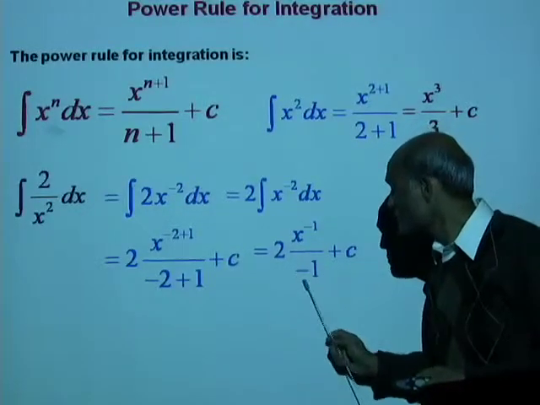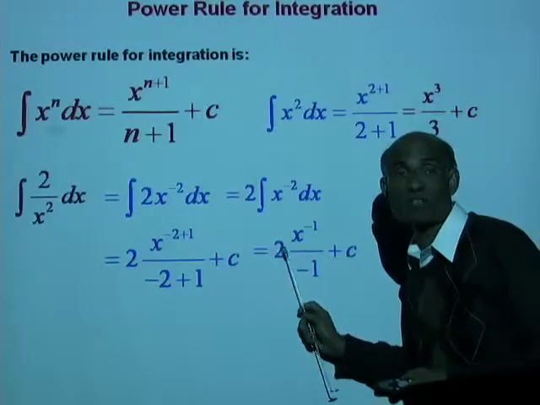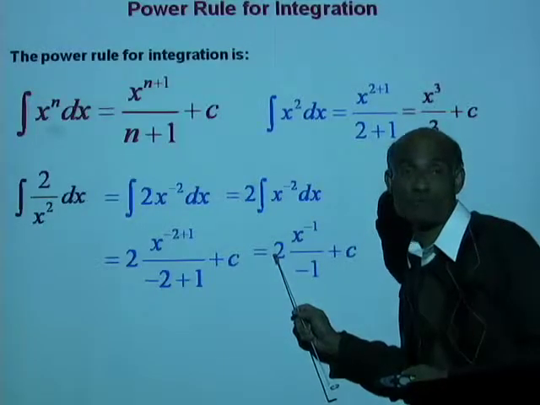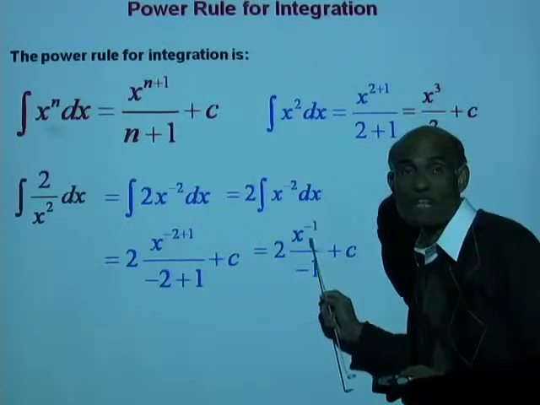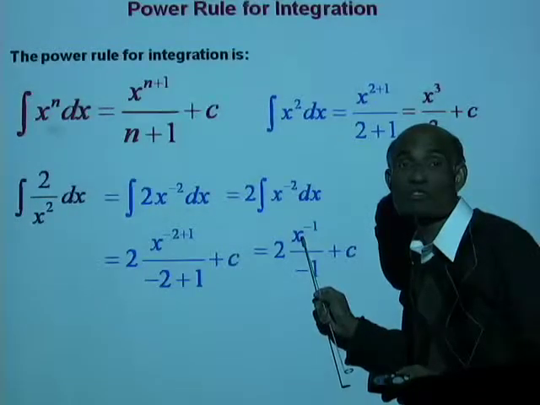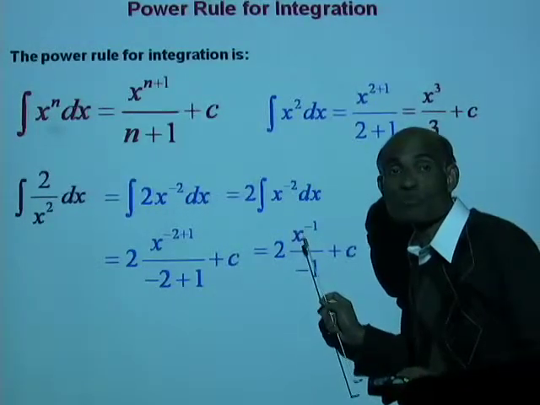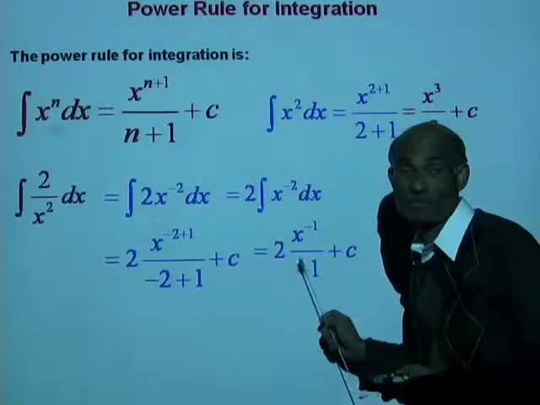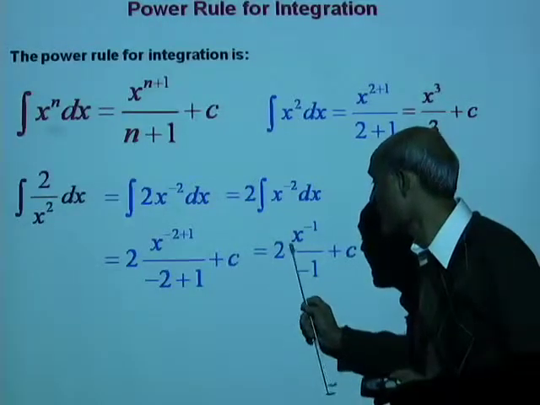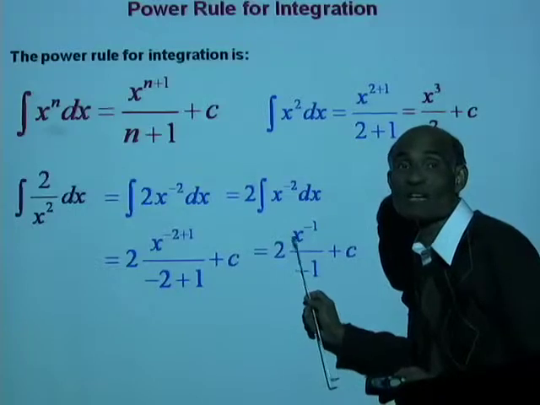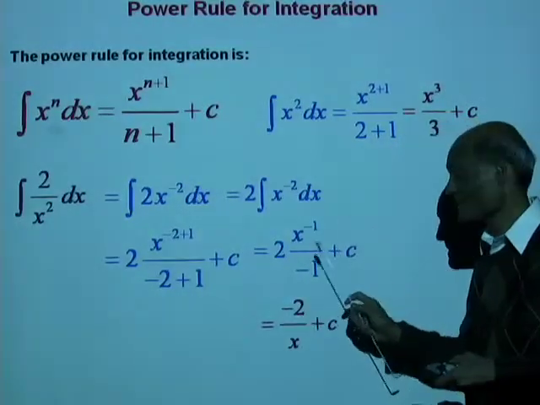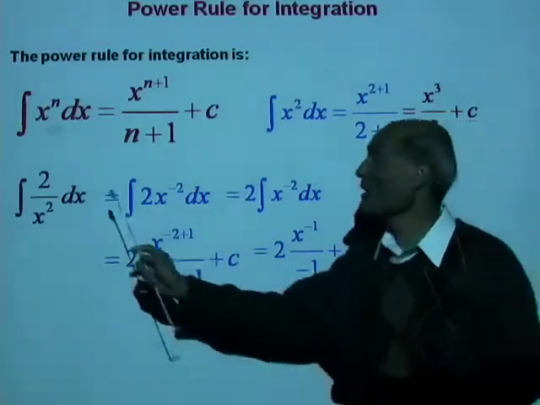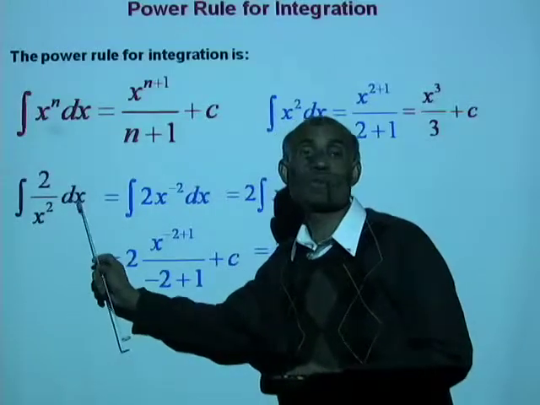One is this negative 1, which makes the whole quantity negative. So I can remove that negative 1 and write this as negative 2, right? And then x to the power of negative 1, we need to write it using a positive power, which means you need to bring it down to the denominator. It will be x to the power of positive 1. So these 2 combined will be negative 2 on the numerator and x on the denominator. So that will be negative 2 over x plus c is the result of integrating 2 over x squared.